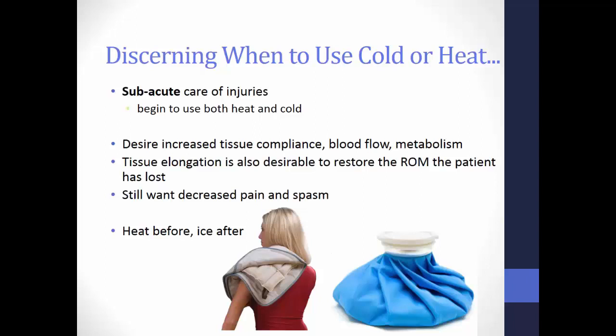As the injury progresses, we may choose to start employing heat as a modality to help increase joint range of motion, blood flow, and cellular metabolism. If motion is restricted due to pain, we will continue to use cryotherapy. For the care of subacute injuries, we may begin to use both heat and cold. The treatment effects of thermotherapy are an increase in tissue compliance, blood flow, and metabolism. Tissue elongation is also desirable to restore range of motion the patient has lost, and our goal as a clinician is to continue to decrease pain and spasm.